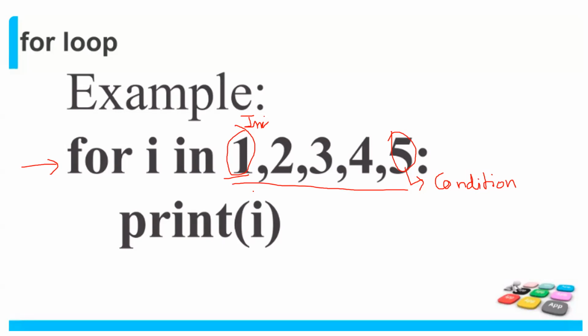And that is why most of the students like for loop in place of while loop. Just you have to write for I in 1, 2, 3, 4, 5, print I, and all the values will be printed. So it is much easier than while loop.